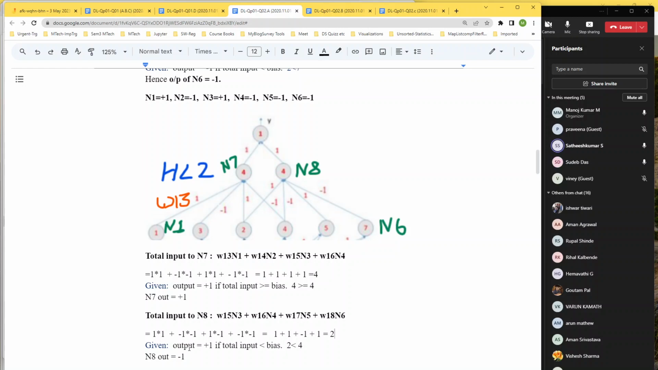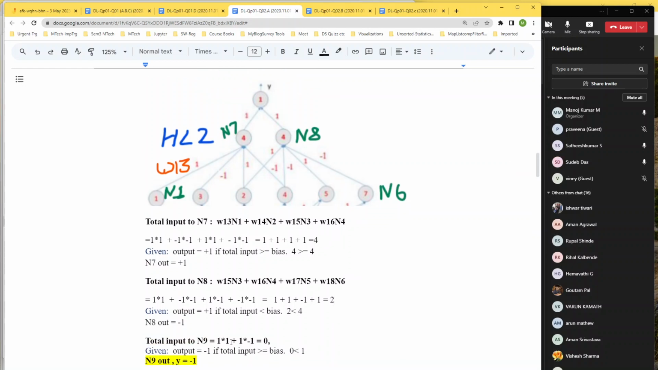But there we have added +1, right? Where? N8 is -1, not the output. N8 is -1, correct. So we have -1, then these two weights are there: -1, +1 into +1 and -1 into -1. So N9.